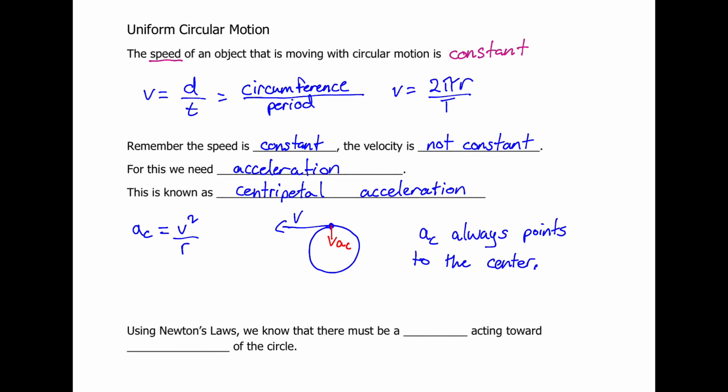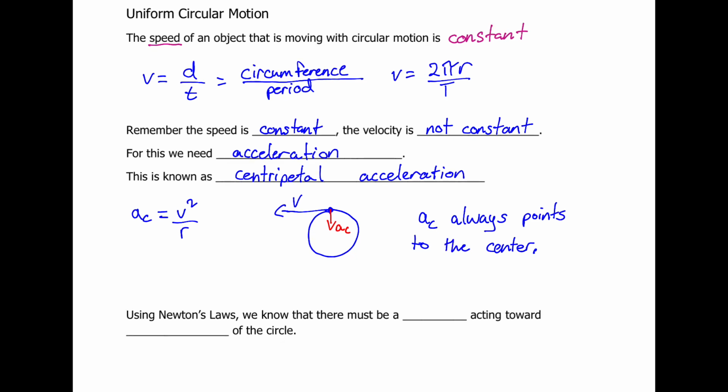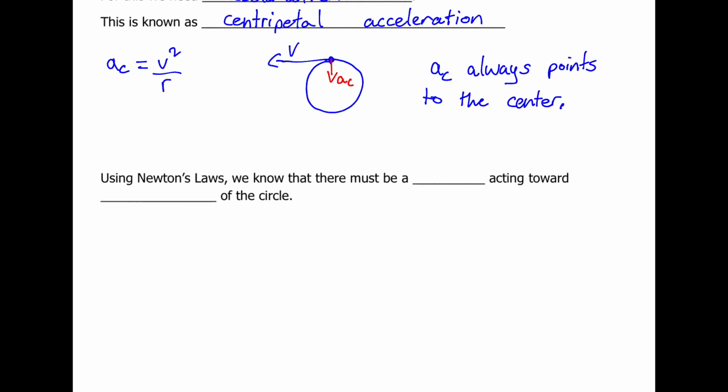Back to the lesson. Using Newton's laws, we can put a force into this. Because there's an acceleration, there's a push on this object. There has to be some kind of force making it turn. And so we can calculate how many newtons that force is. Because there's a force, pen back on. A force acting towards the center.